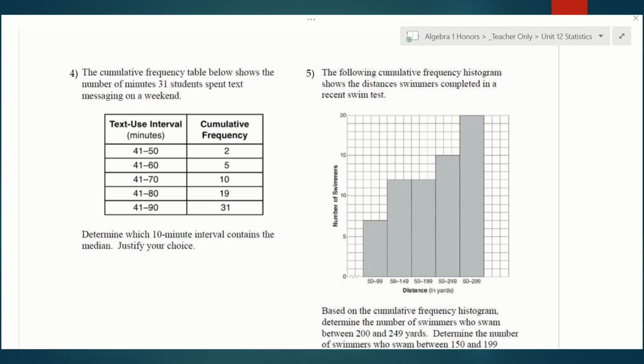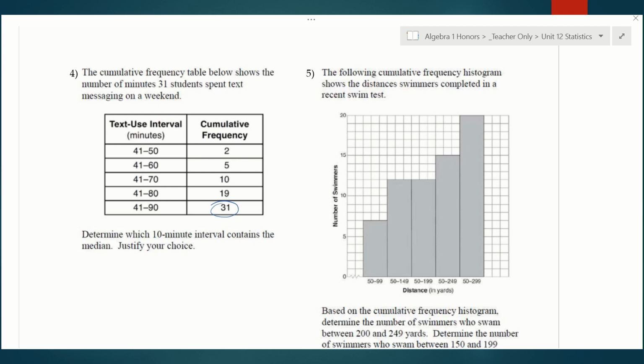So I guess let's talk about this first. If there's 31 total people that were surveyed, which person is the median? Okay, so think about that for a second. If you have 31 people lined up, what number person is the middle number?